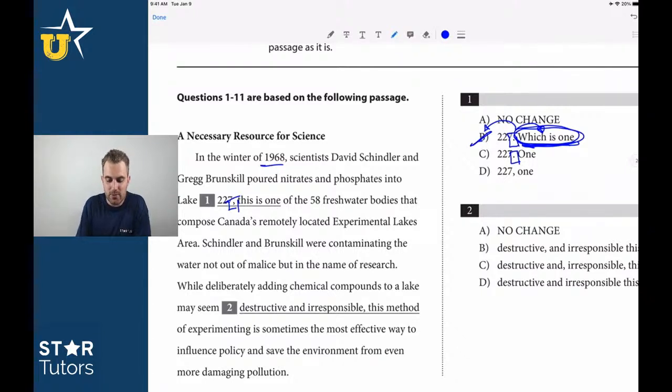Okay, let's look at answer choice C. If I put in "one of the 58 freshwater bodies that compose Canada's remotely located Experimental Lakes Area," that's not a full sentence. That doesn't have a subject and a verb, so we can eliminate answer choice C.